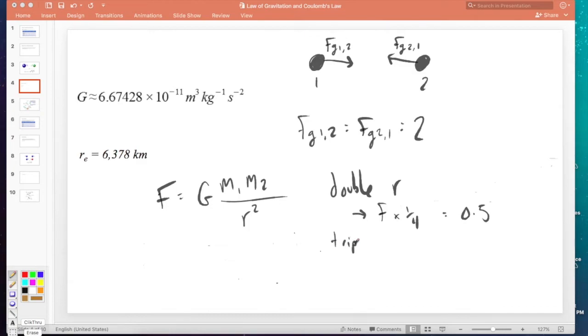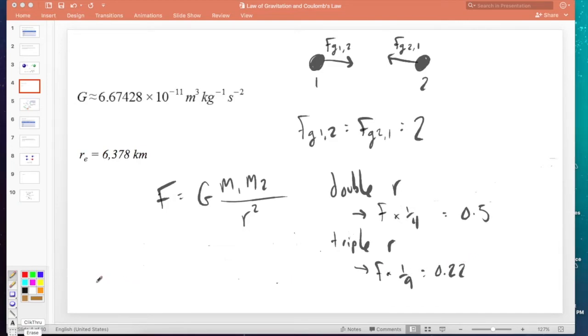What if I triple the distance between them? Well, if I increase this value by a factor of 3, 3 squared is 9. So the force will get cut by a factor of 9. So the new force is going to be no longer 2, but 2 over 9, which is 0.22 newtons.